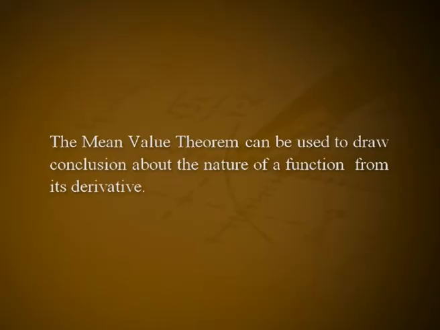The mean value theorem can be used to draw conclusions about the nature of a function from its derivative. The following results are obtained in this manner. Theorem: if f from [a, b] to R is continuous on the closed interval [a, b] and differentiable on the open interval (a, b), and f'(x) = 0 for all x in (a, b), then f is a constant function.